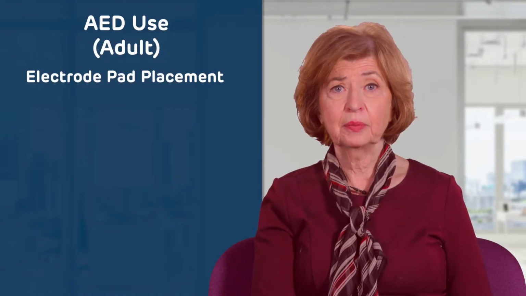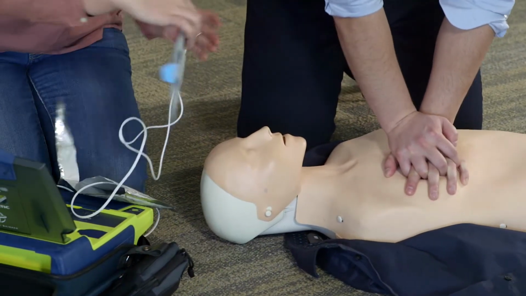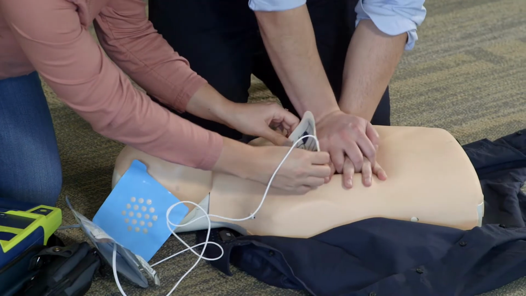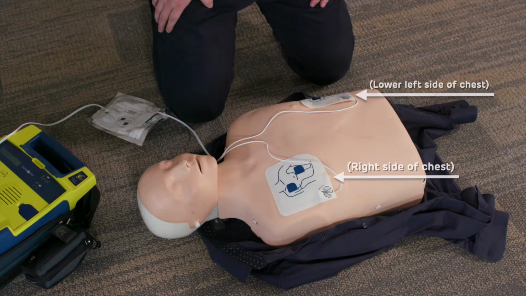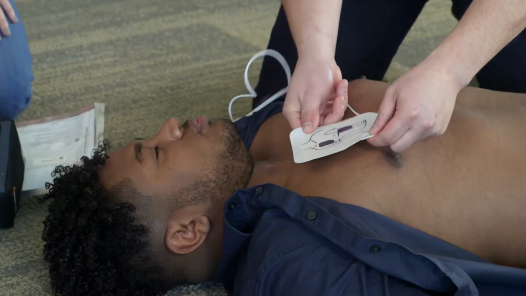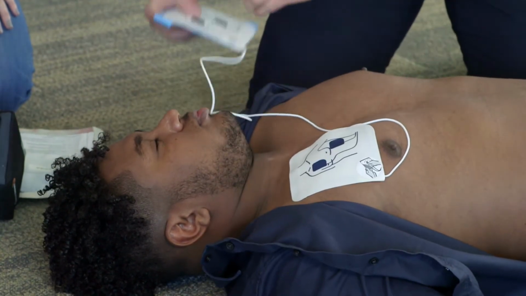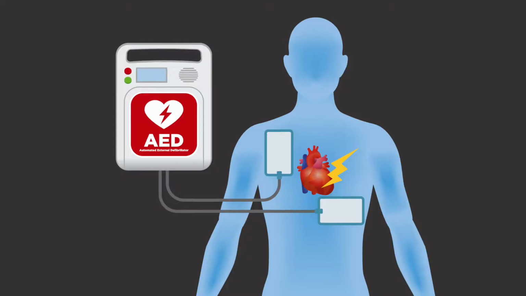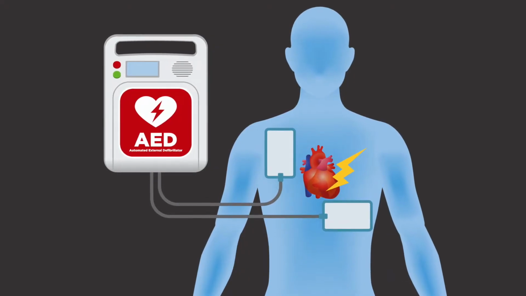Electrode pad placement. You should then open the electrode pads and place them on the victim's bare chest as shown on the pad pictures. One over the victim's right chest, just below the collarbone, and the other on the left side of the victim's chest, below the left nipple. Place one pad on bare upper chest. Peel second pad and place on bare lower chest as shown. The position is to allow the shock to discharge across the heart.